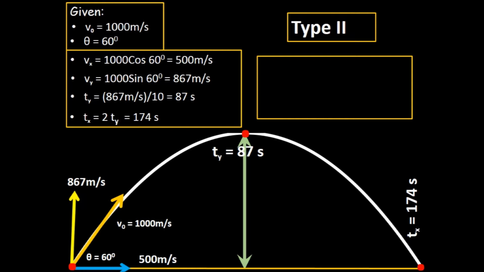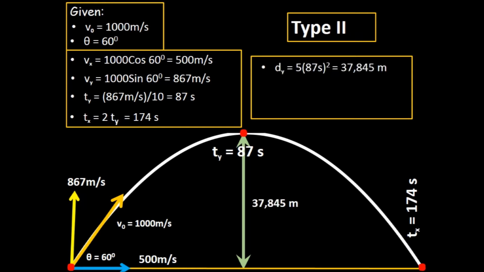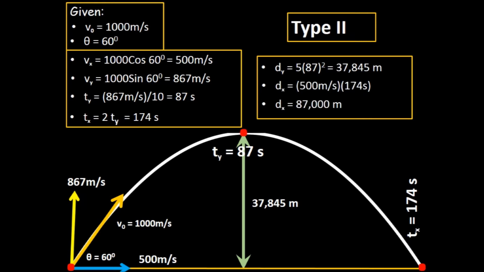Now we want to find out what dy is, and dy is based on the equation 5 Ty squared, which is 37,845 meters, and that's the altitude, or dy max. Then we have dx. Remember, the Vx remains the same. Vx remains the same. 500 meters per second times 174 seconds is going to be listed there.